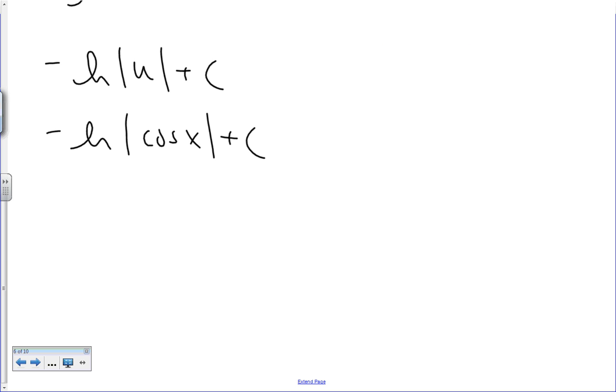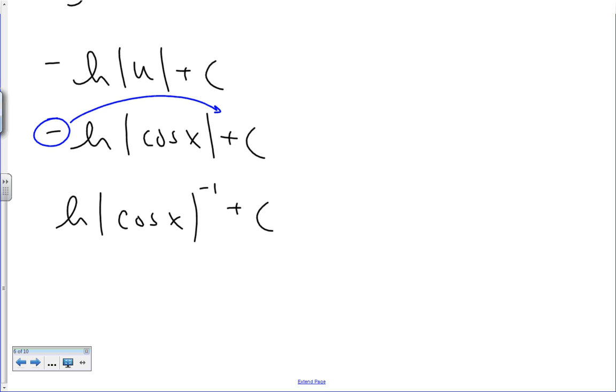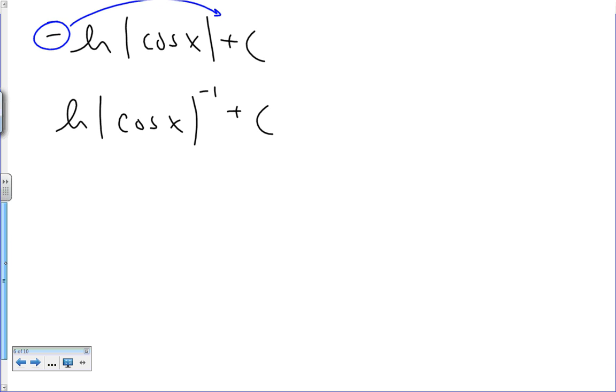Now that's one form that you could use to remember this property. However, we're going to rewrite it and put it in another form, and I'm going to definitely recommend that you do the same thing and remember the second way we're going to write this. If you have this constant out front, you can think of this negative out front as actually being a negative 1. And so that negative 1 I can actually move and put as an exponent here. That's one of our properties of logs. So I can rewrite this as the ln of the absolute value of cosine of x raised to the negative 1 plus c. Of course, raising something to the negative 1 is the same as the reciprocal of that quantity.